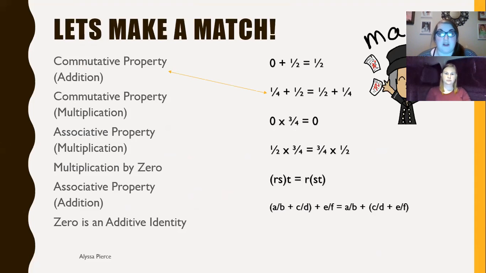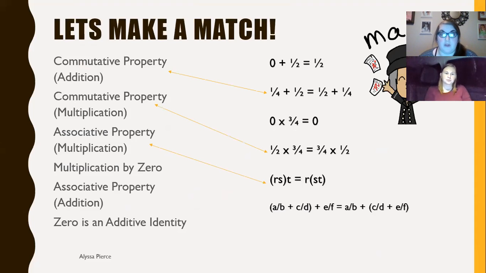Then we have the commutative property of multiplication. Same notion, you're just going to take the numbers and switch them around in the order of which it's multiplied. So there we have that. And then we have the associative property of multiplication. So for that one, it's moving the parentheses around.